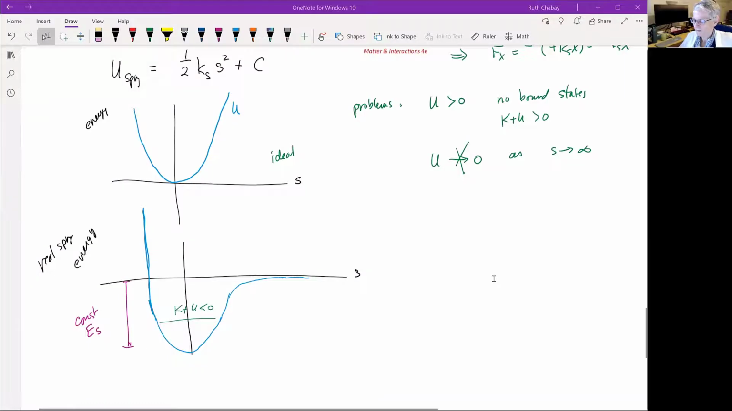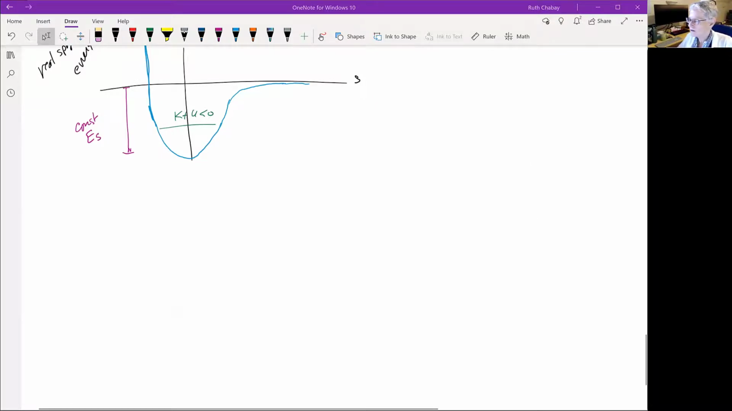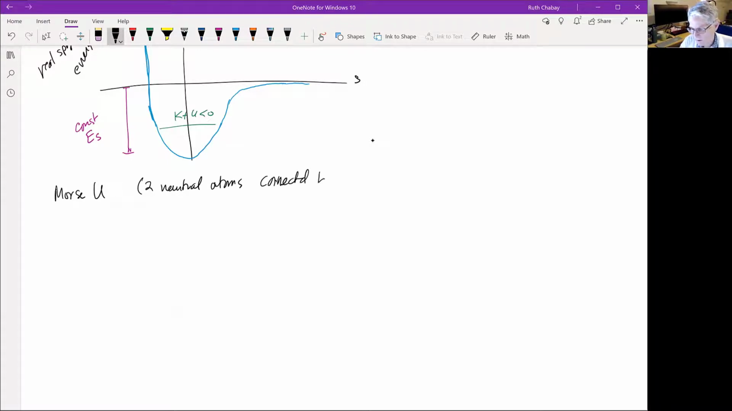So the Morse potential energy actually has a kind of complicated equation. It's the potential energy of two neutral atoms connected by a covalent bond. And this is not something you're going to be required to memorize or work with, but you might be interested in the equation.